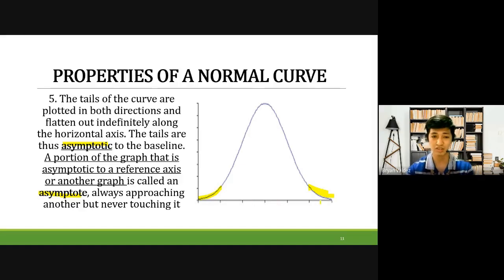So, ang tawag doon sa phenomena na yon is asymptote. So, kahit anong value nung nasa tail ng normal curve, hindi siya mag-i-intersect sa x-axis natin. Ayan. So, asymptotic.